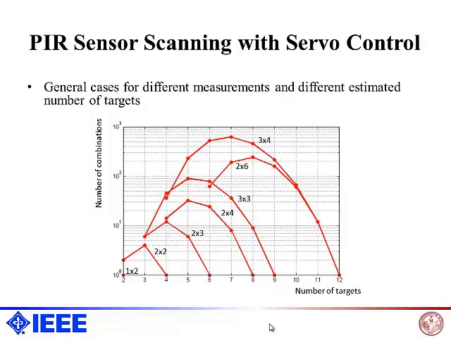For general cases, we haven't derived a theoretical formula, but we can use numeric methods. We find that the peak possibility comes in the middle. For example, for the measurement 3 by 4, the maximal possible number of targets is 12, but the most possible one is 7 targets.